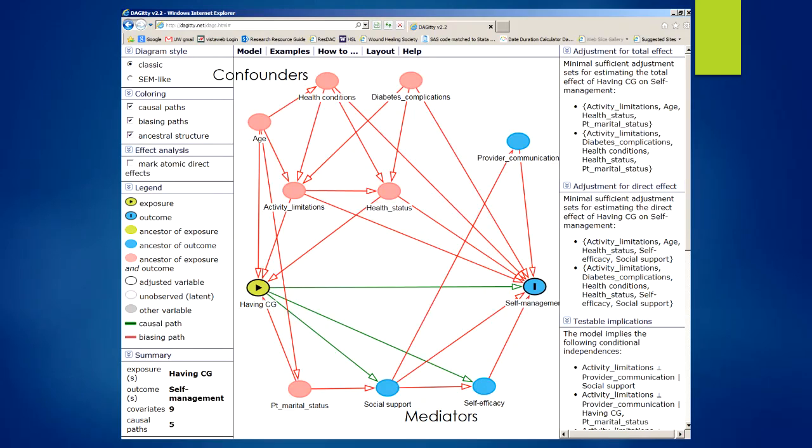On the bottom, you see a label for mediators there. So social support and self-advocacy are potential mediators of this relationship. So in other words, by having a caregiver, that probably increases someone's social support, which in turn increases their ability to engage in self-management behaviors. So if we were doing this analysis, we wouldn't necessarily want to adjust for social support because it's a mechanism by which we think that the exposure is related to the outcome.